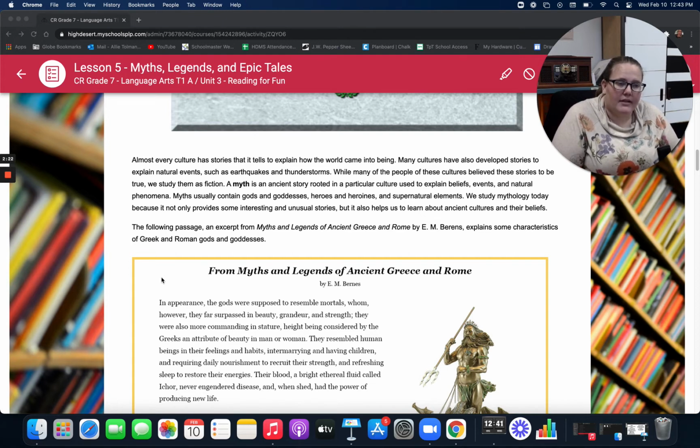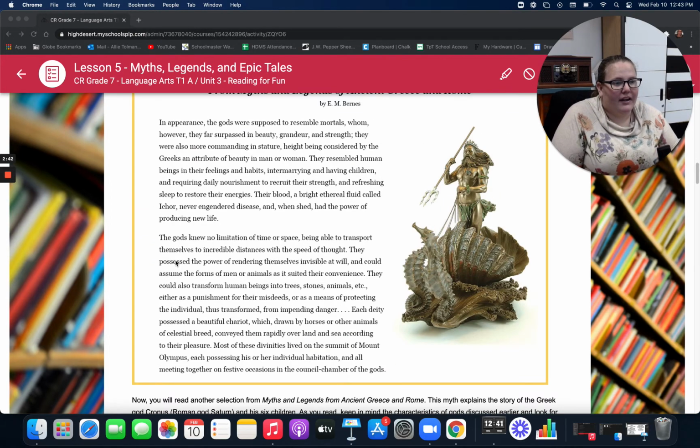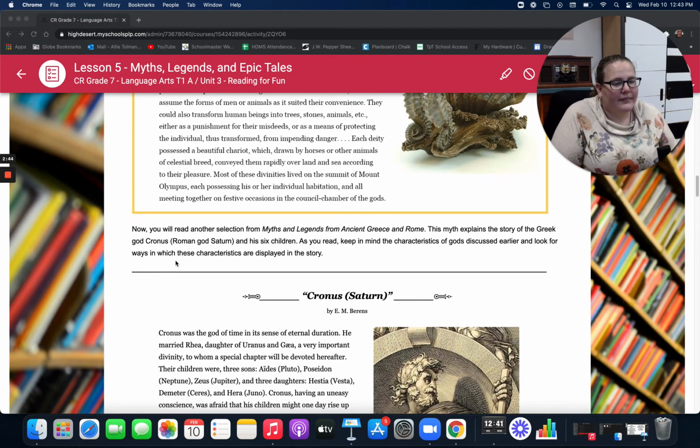The following passage is an excerpt from Myths and Legends of Ancient Greece and Rome by E.M. Behrens. It explains some characteristics of the Greek gods and Roman gods and goddesses. Now, I won't be reading through the stories in these lessons because this is a unit on reading for fun. So, these stories are for you to read, and so I'm going to go ahead and just keep going.